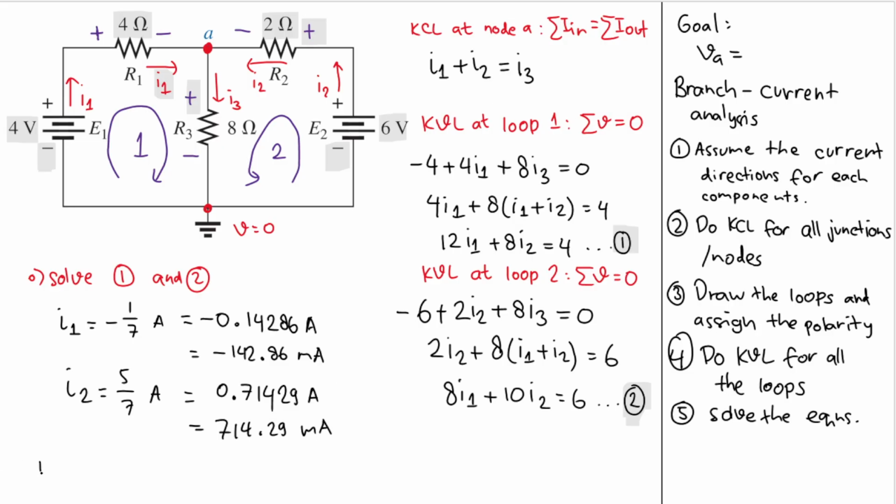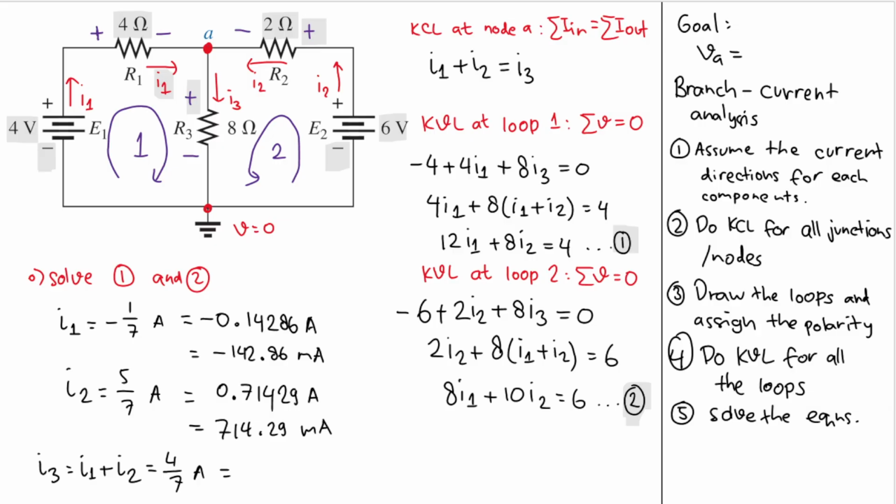Okay, but then what is I3? We can calculate I3, right? I3 is just I1 plus I2. And we know that I1 is minus 1 over 7, I2 is 5 over 7. So that will be 4 over 7 ampere.